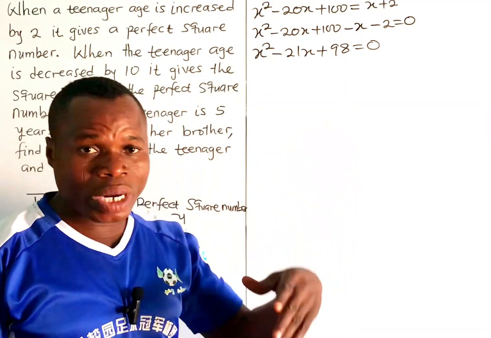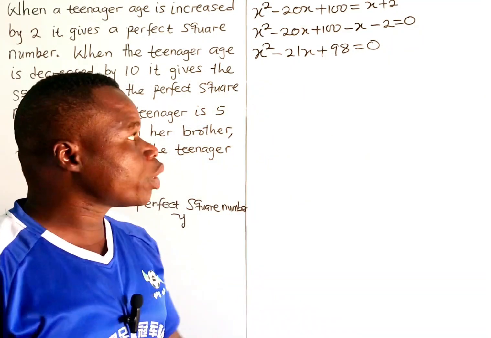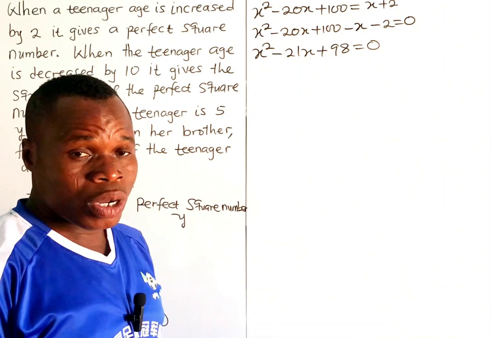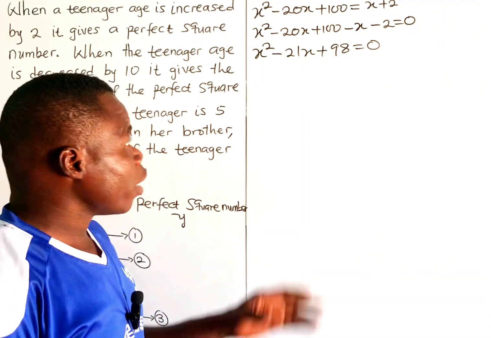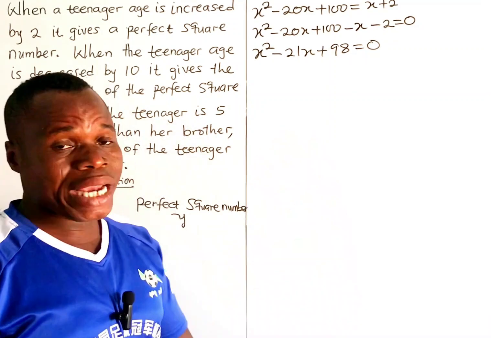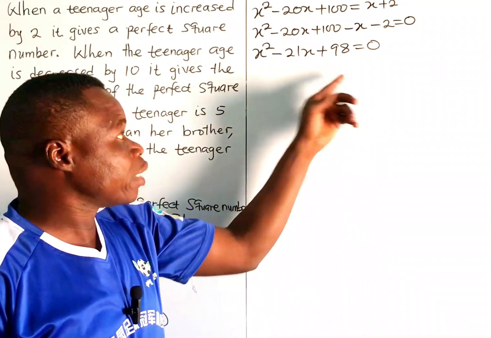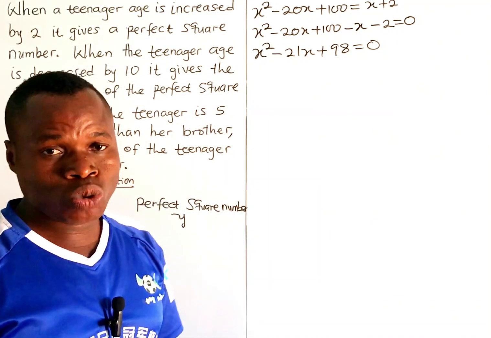And this is now a quadratic equation. You can now solve this quadratic equation using the methods that we normally use to solve quadratic equations. And I'm going to use the product and sum method to find my two factors. That I can, if I multiply, I can get 98. If I add, I'll get minus 21.